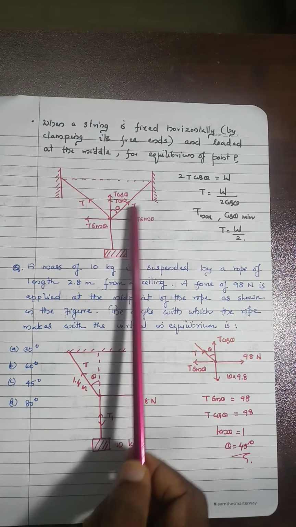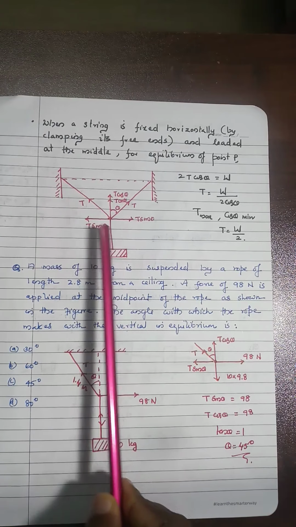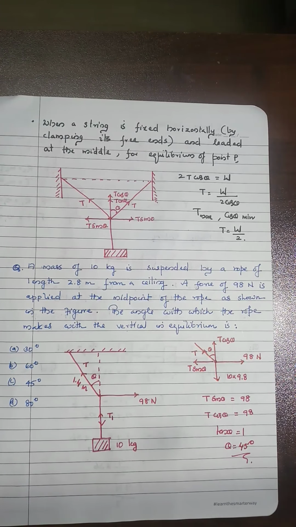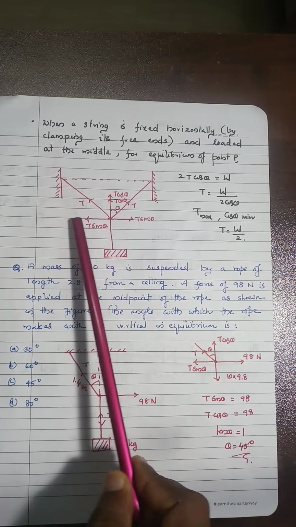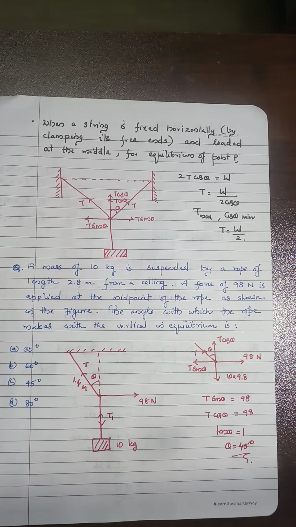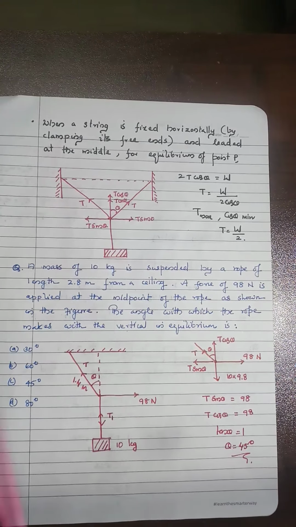Keep in mind the tension T can be split into two components: this component becomes T cos theta and this component becomes T sin theta. Similarly, this T can be split into two, this component becomes T cos theta and this component becomes T sin theta, and they will cancel. So we can say 2T cos theta equals W, the weight.